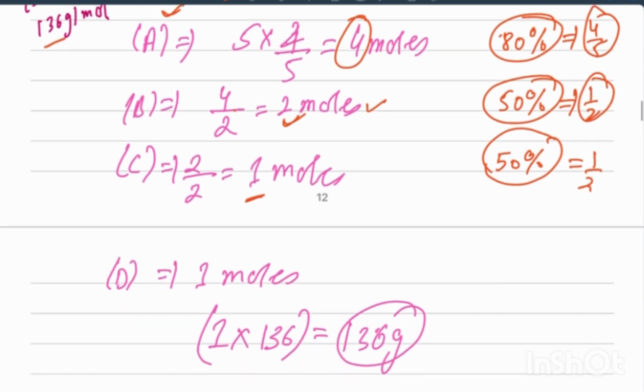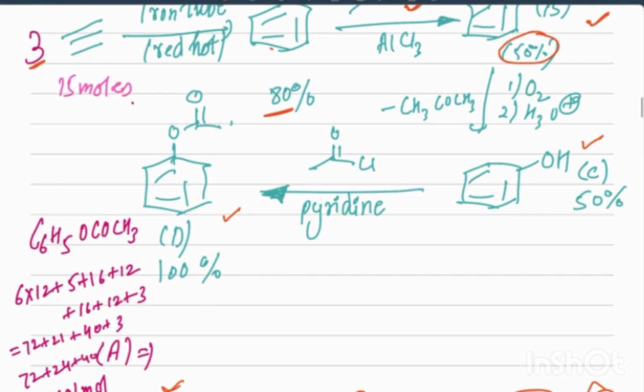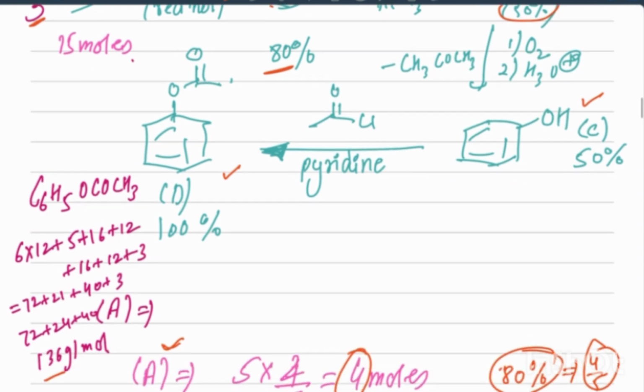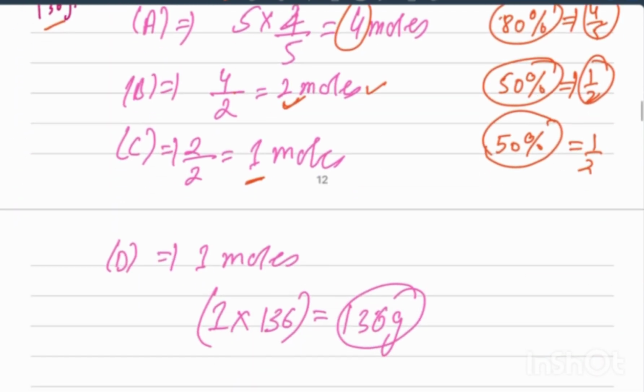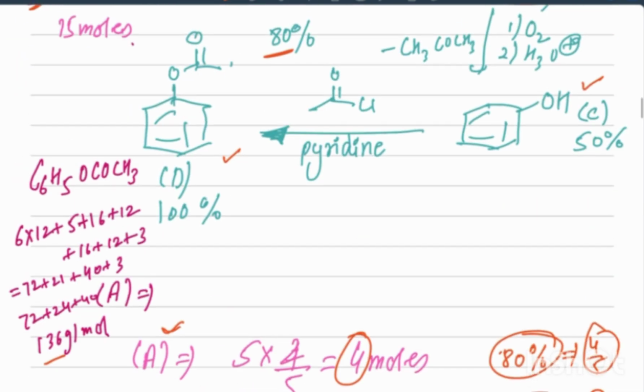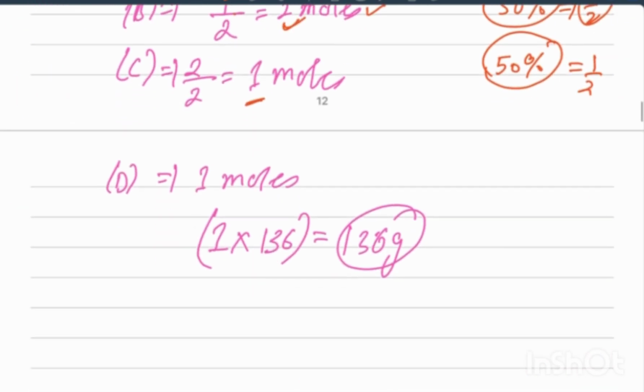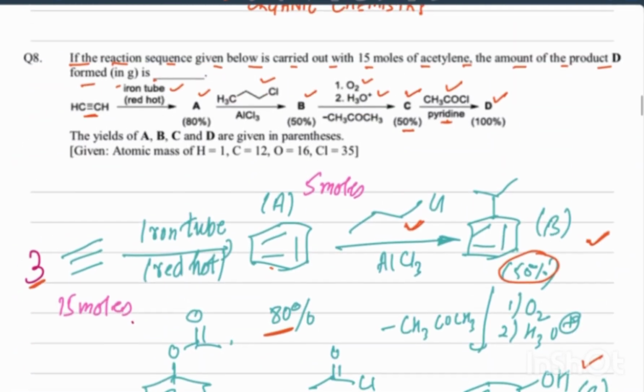Now after that, when this phenol reacts with the acyl chloride, we will get D as a product, and this D product has 100% yield. That means 1 mole of this C will form 1 mole of D. The complete 1 mole of D will be formed. Now the molar weight we have calculated is 136 gram per mole of D. That's why when we multiply the molar weight of D with the moles of D, we will get 136 grams. So 136 grams of D should be formed. So the answer should be 136 grams.